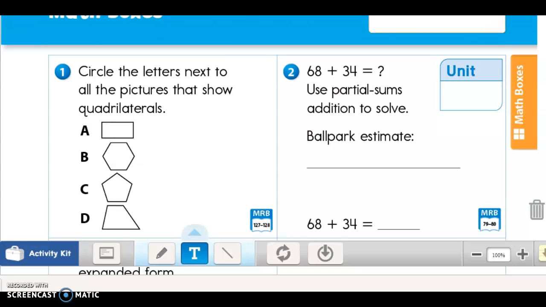Hi friends, we're going to go over our Math Box journal on page 205, lesson 8.6.